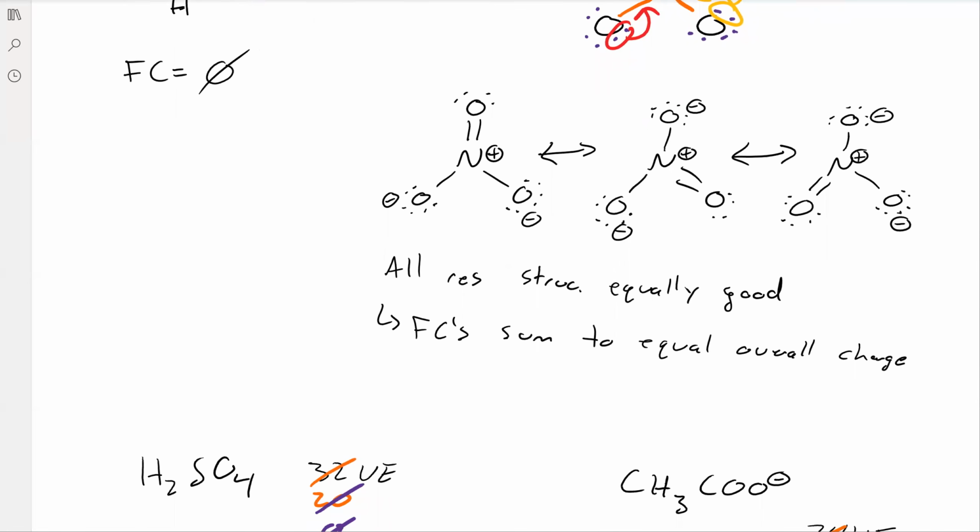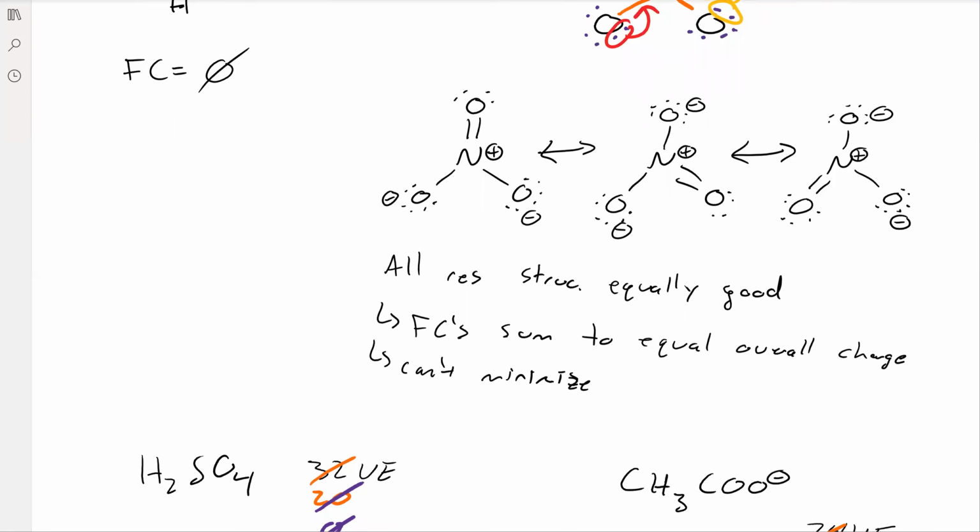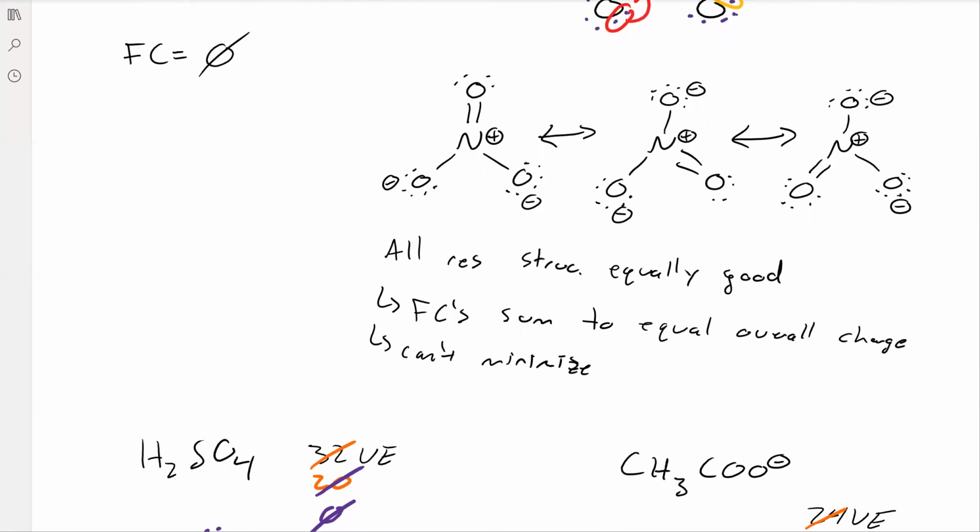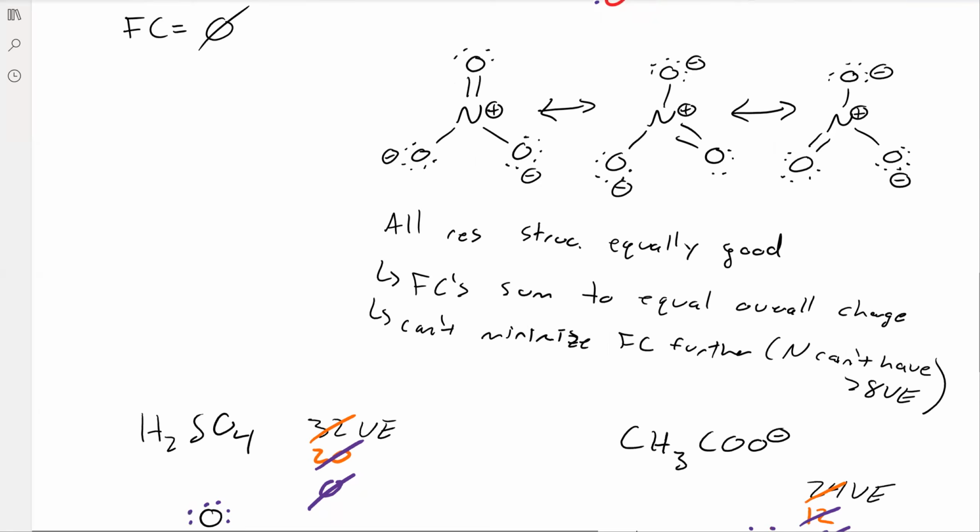Well, remember, nitrogen cannot break the octet rule. So we can't minimize the formal charge any further. If it was something other than nitrogen, something period 3 or below, totally valid move. It's nitrogen, can't do that. Nitrogen can't have more than 8 valence electrons.